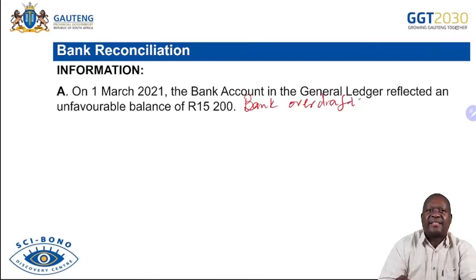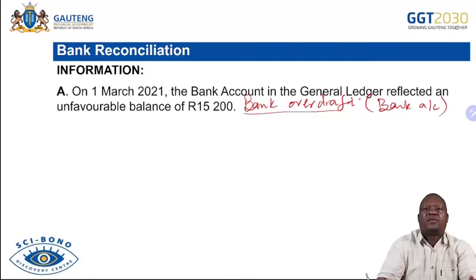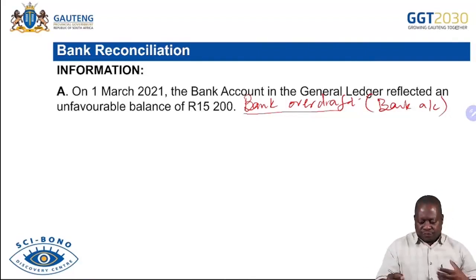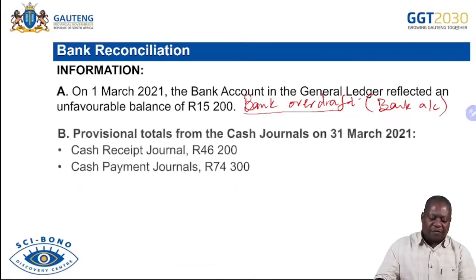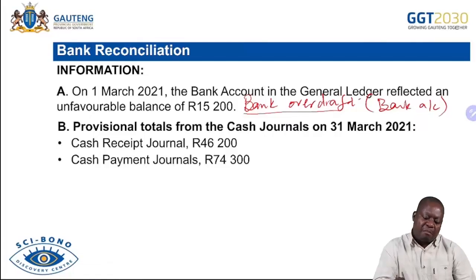And this is an opening balance of our bank account. So this goes to the bank account. Very important. Now, we move on to other information. It says the provisional totals from the cash journals on 31 March 2021. Remember, 31 March is the end of the month.